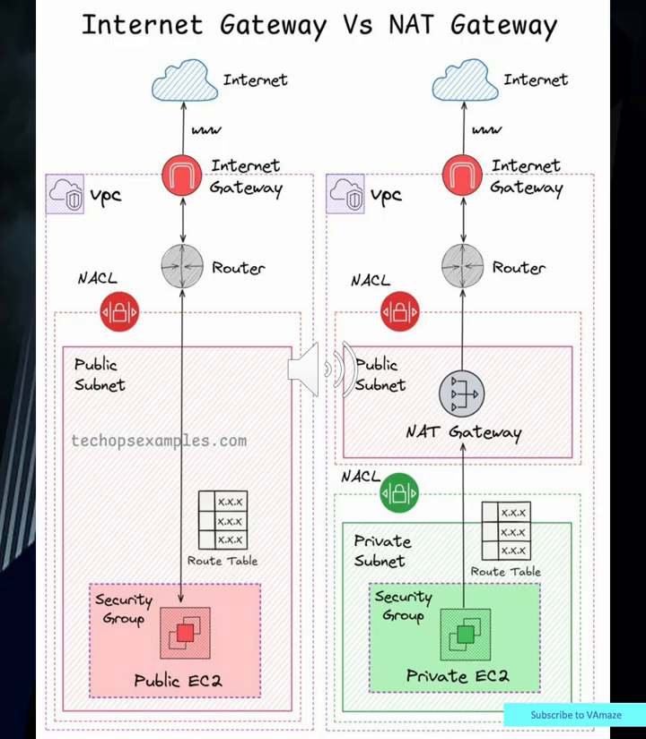The Internet Gateway. An Internet gateway creates a direct, bidirectional connection between your public subnet and the Internet. Think of it as the front door of your VPC, wide open for anyone to knock.